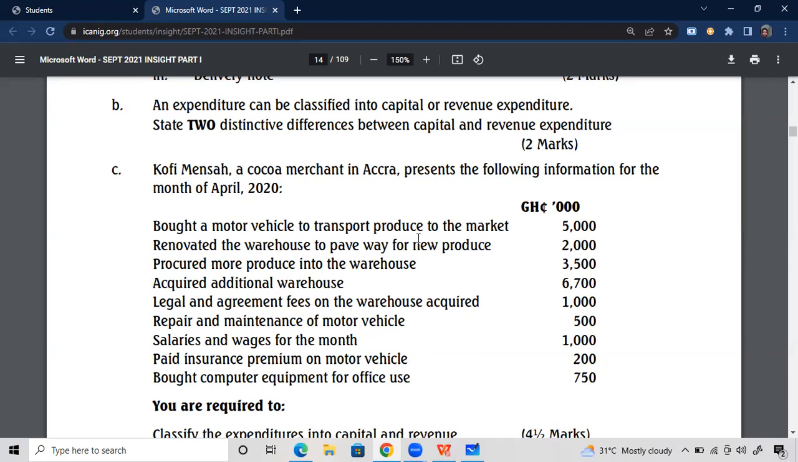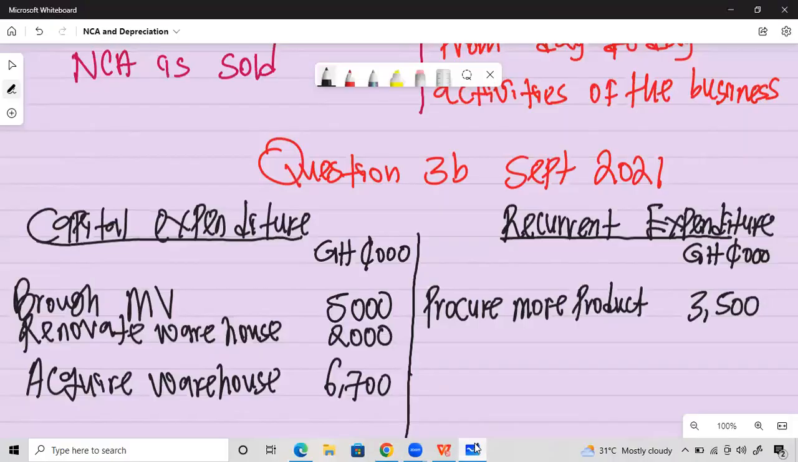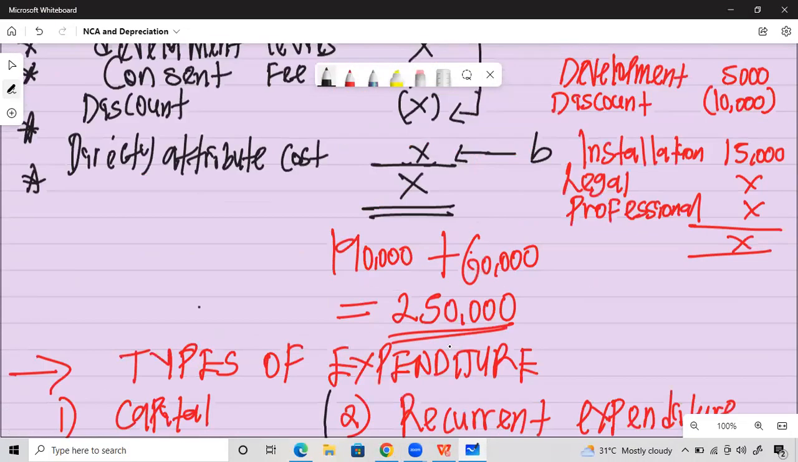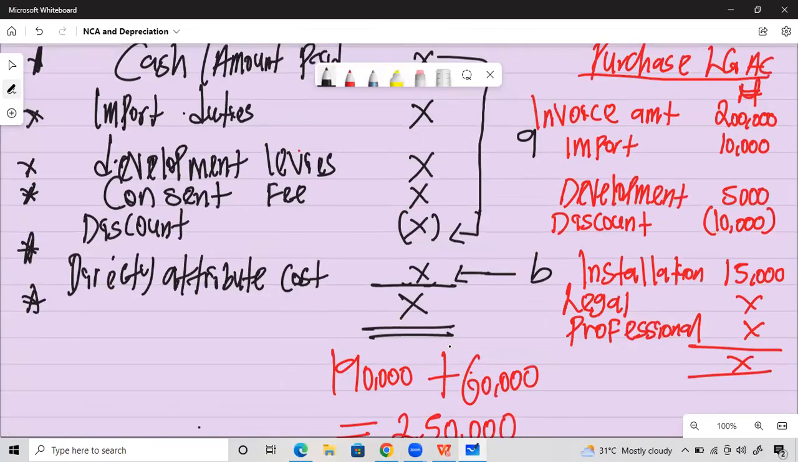Legal and agreement fees on the warehouse, let me explain this. This is a capital expenditure. We usually call it professional fees, directly attributable cost. Look at this. When we are talking about the LGAC, we say legal fees.